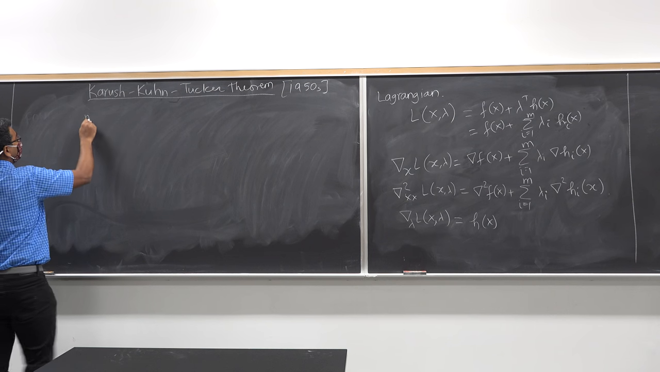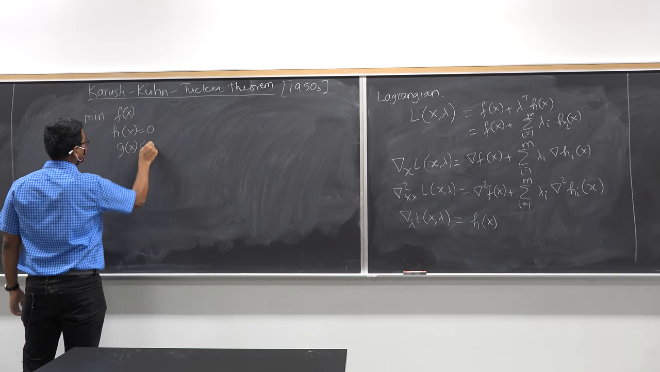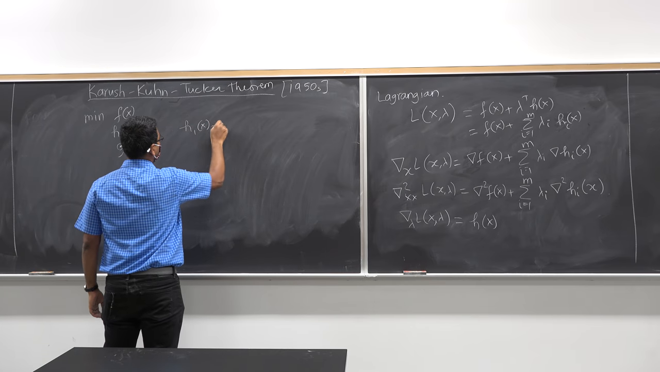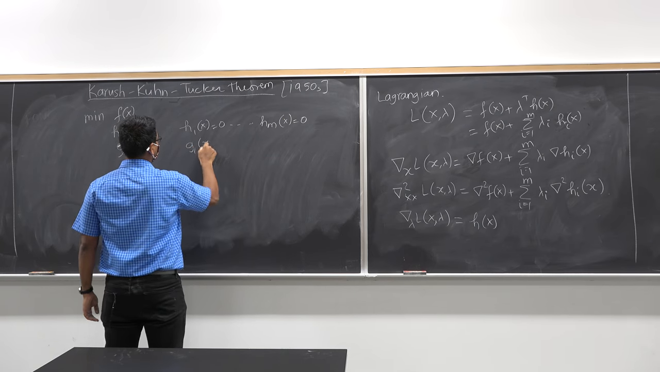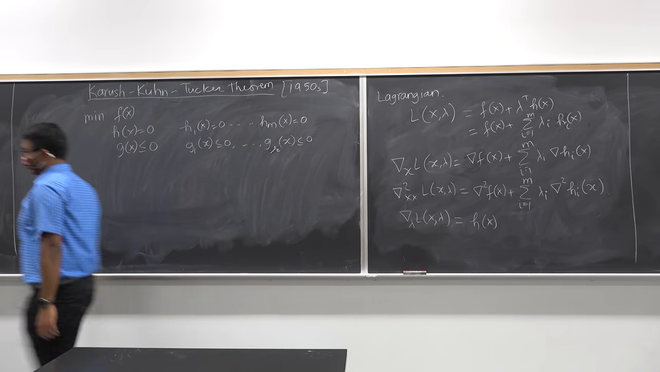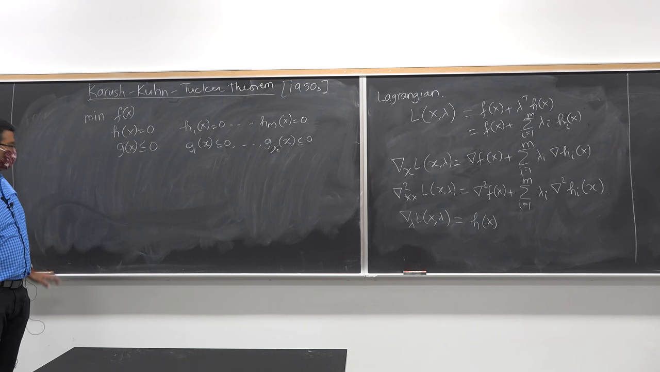So here is the problem. I want to minimize the function f of x such that h of x equal to 0 and g of x is less than or equal to 0. So h is a function, there are m such functions, and there are r such functions for the inequality constraints. Okay.